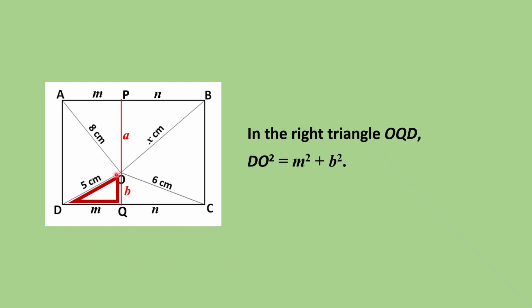Now from the last blinking right angle triangle, that is OQD, DO is the hypotenuse, the base is m and the altitude is b. So we get DO square equal to m square plus b square. The last triangle OQD, which is blinking, DO is the hypotenuse, base is m and the altitude is b. So we get DO square equal to m square plus b square. That is the fourth relation we are getting from the blinking right angle triangle.